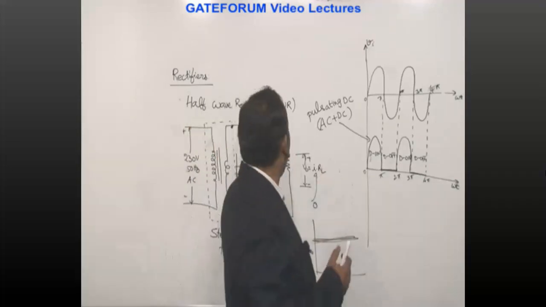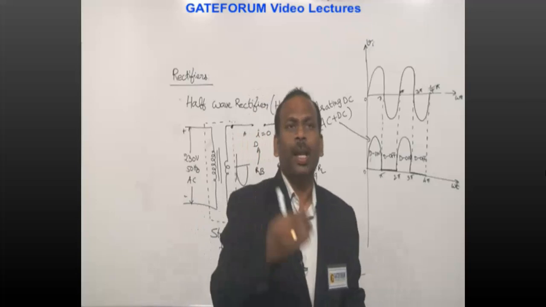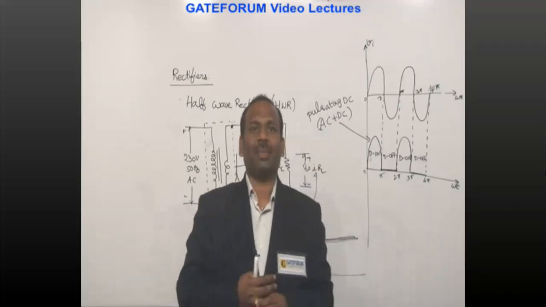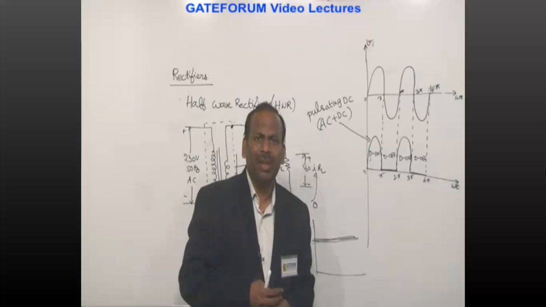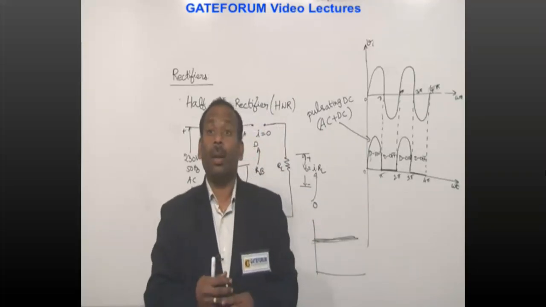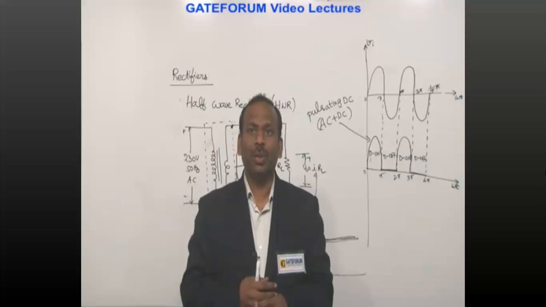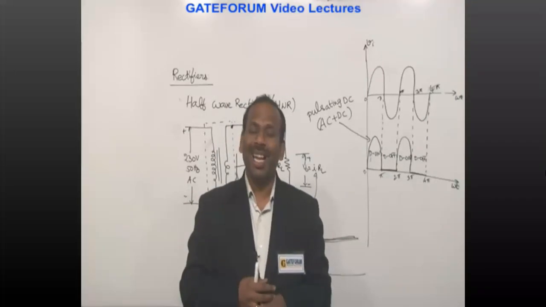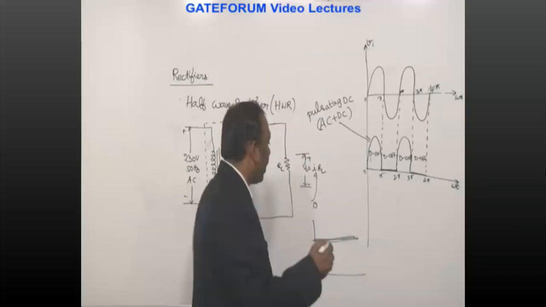Before going to the rectifier parameters, we'll take the questions. Okay. Shivaram Krishna: Sir, in an n-type semiconductor, donor atoms donate one electron and it becomes a free electron. Is there any possibility that a free electron comes into a hole created by thermal energy? Not the same electron.